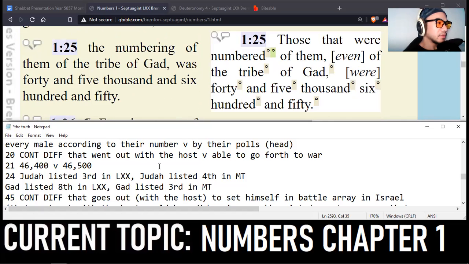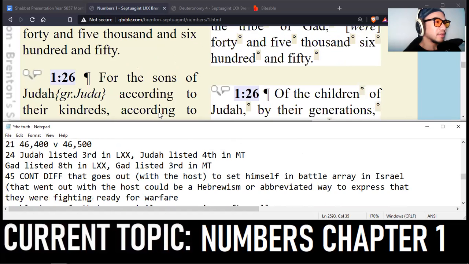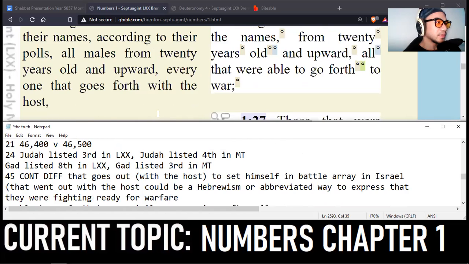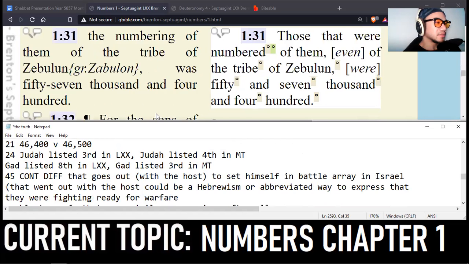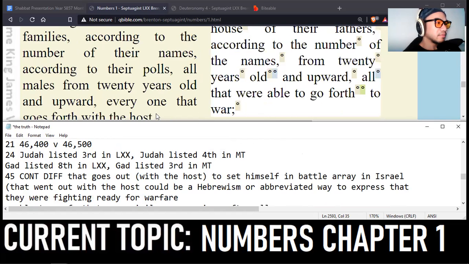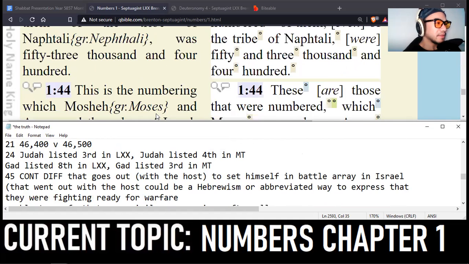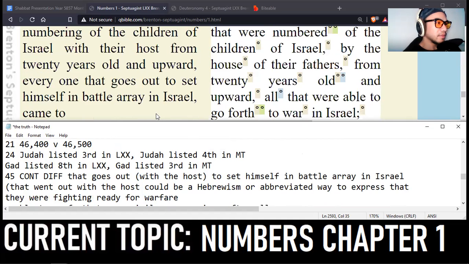And looking at verse 45 now, so we're going all the way ahead to our next difference, which is almost 21 verses later. We have a continuous difference here. It says that statement that goes out with the host.